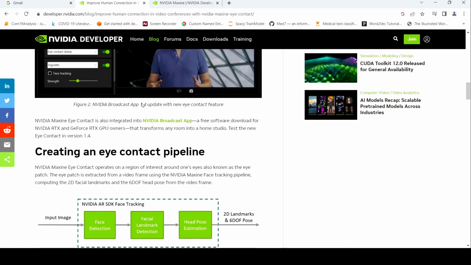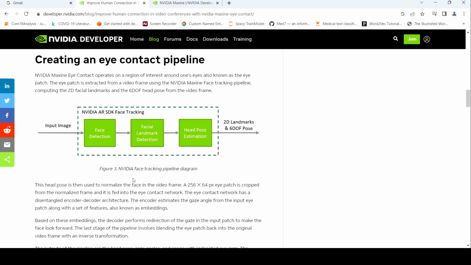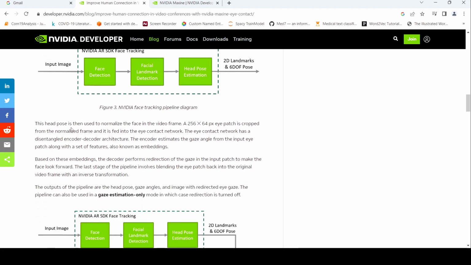Okay, so what is the technology behind it? This is where the eye contact pipeline comes in. So you have this NVIDIA face tracking pipeline, right? Where there is an input image, face detection is done, facial landmark detection is done, and head pose estimation is done. From that you get 2D landmarks and a 6 degrees of freedom pose, right? So here details are given that head pose is normalized, the face in the video frame is 256x64, and the eye patch is cropped from the frame, right?